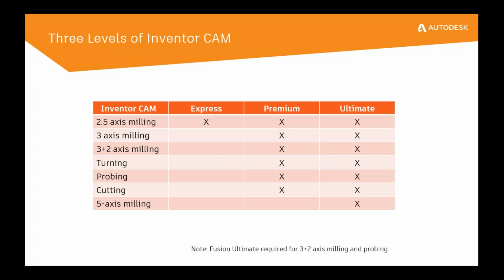And if I remember, and I did not do a fact check before I started this morning, I believe you can still get the Express for free. So if all you do is simple pocket milling and drilling, you can try out the Express anytime you want and see if you like the program. When you start paying for products, there's 2 levels: Premium and Ultimate.